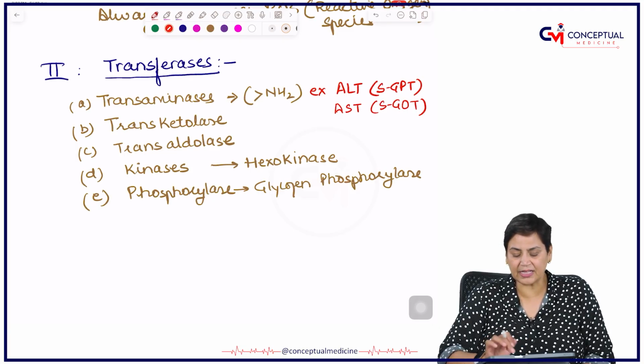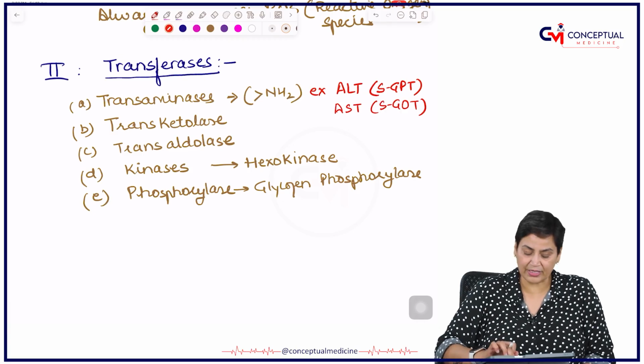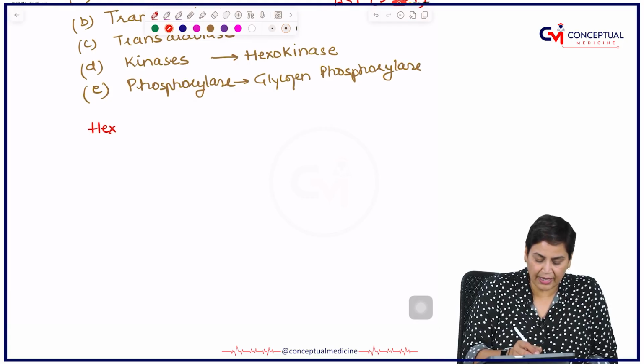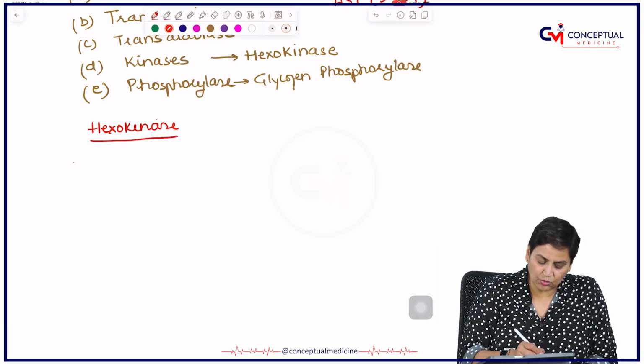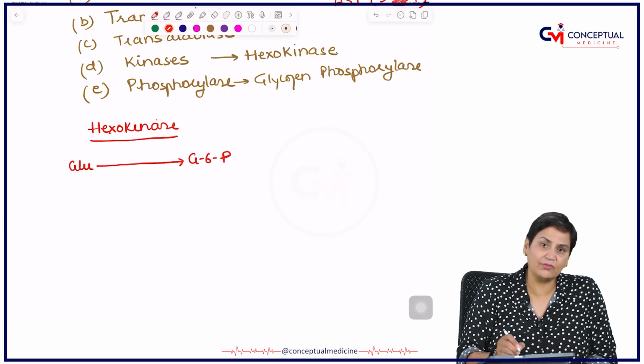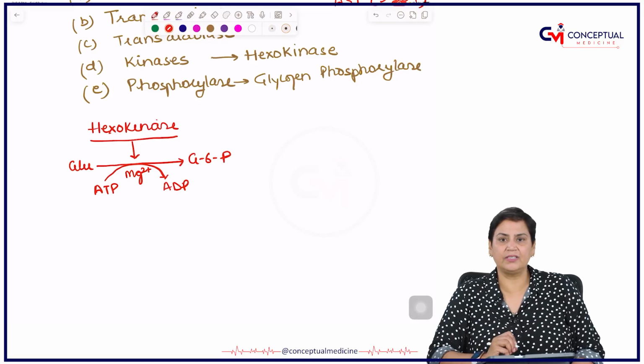If we talk about kinases, you can say hexokinase is there, where there is transfer of phosphate. And phosphorylase, there is also transfer, but it is of inorganic phosphate. So I just want to differentiate between hexokinase and phosphorylase. If we talk about hexokinase, we know that here the reaction is simple. Glucose will be converted into glucose 6-phosphate. You can see one phosphate is attached, and the enzyme is hexokinase. ATP to ADP, and magnesium ions are there for this reaction.